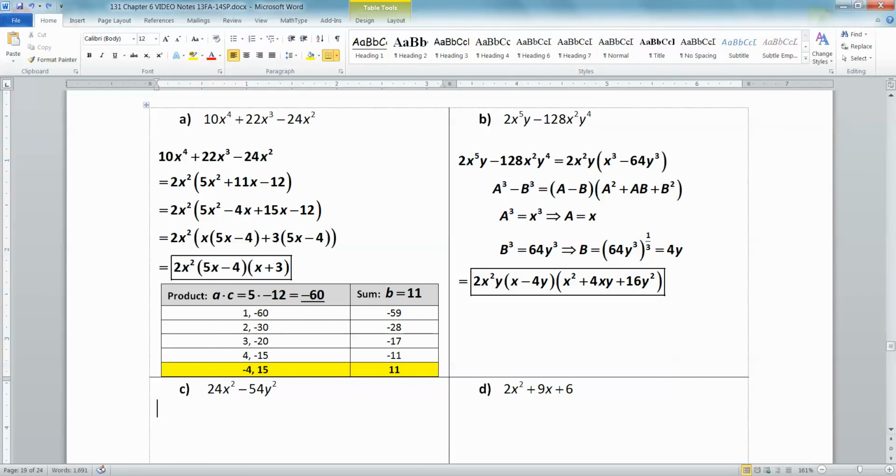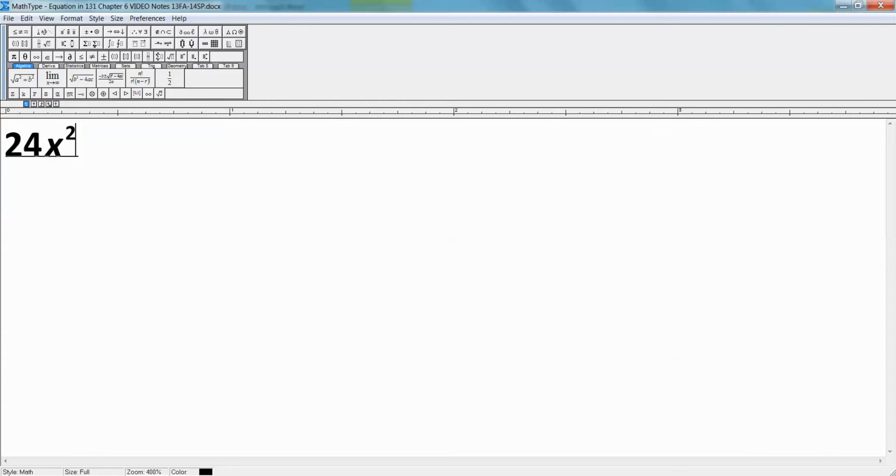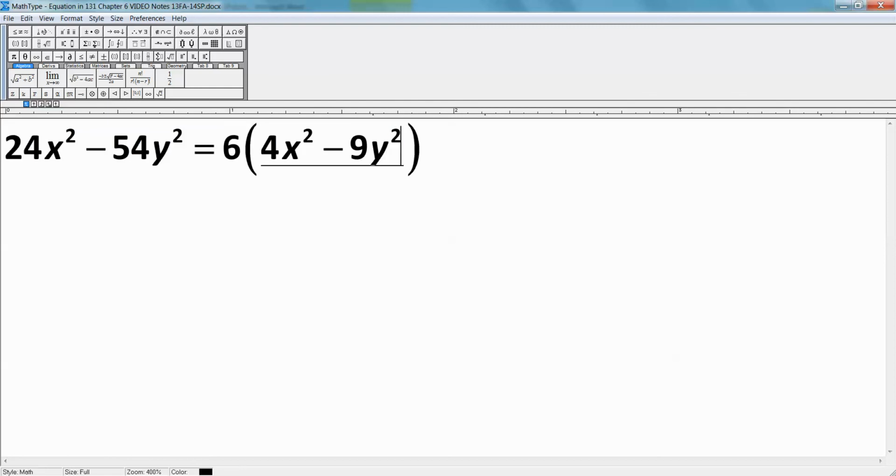All right, so we've got 24x squared minus 54y squared. All right, again, there's definitely a common factor here. 2 goes into both of them, 3 goes into both of them, I think 6 goes into both of them. That'll leave you 4x squared, because 6 times 4 is 24, minus 9y squared. There we go. All right, again, we've got a binomial, but this is a binomial that's much easier to deal with because it's squares. So that's going to be 6, and remember, this is the easiest factoring you're going to get. You take the square root of both of these.